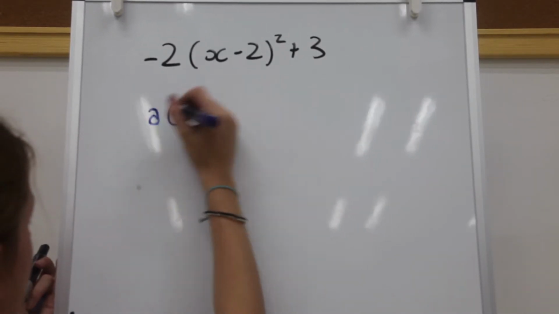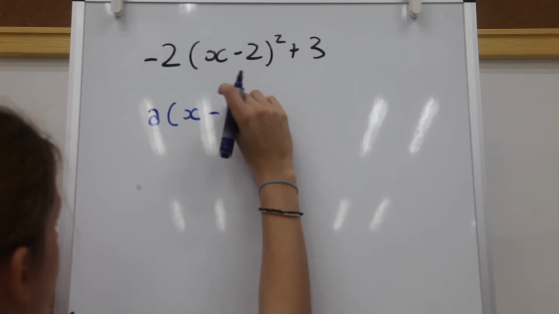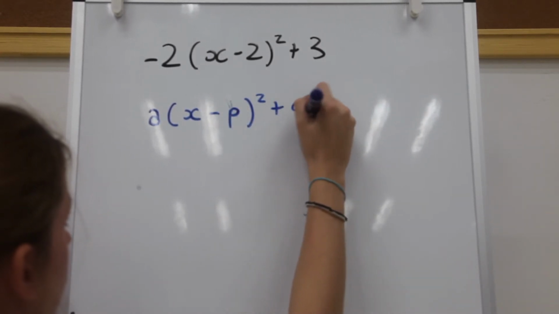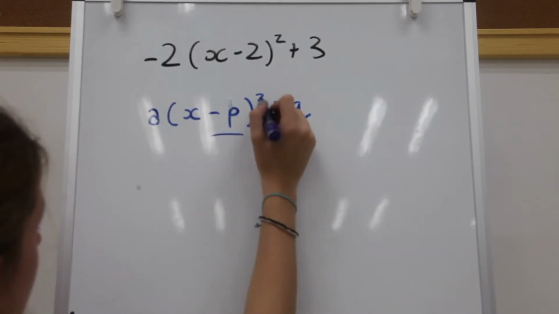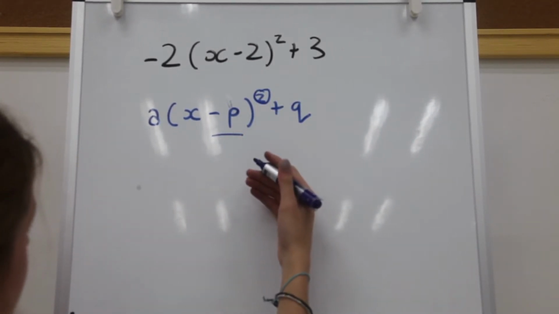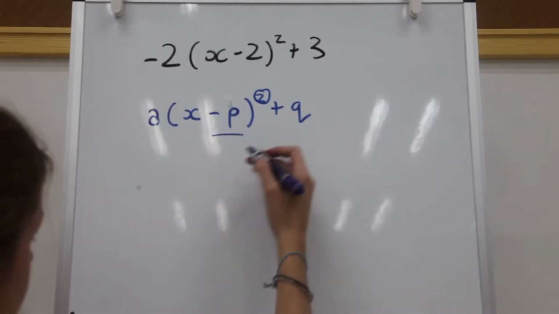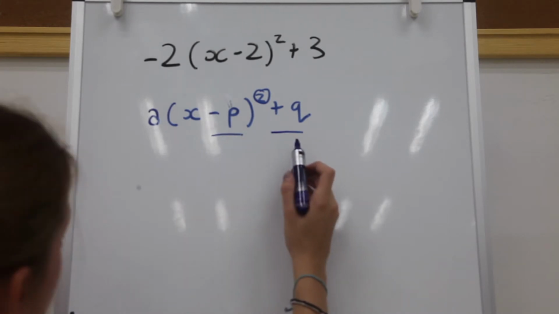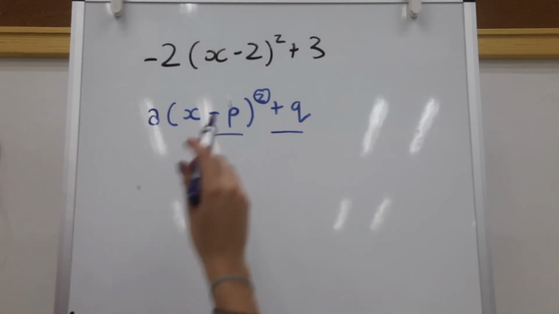And now, you must remember, this is how vertex form looks like. Since P is squared and in a bracket, -P will be positive. And Q stays the same. P is x of the vertex and Q is y of the vertex.